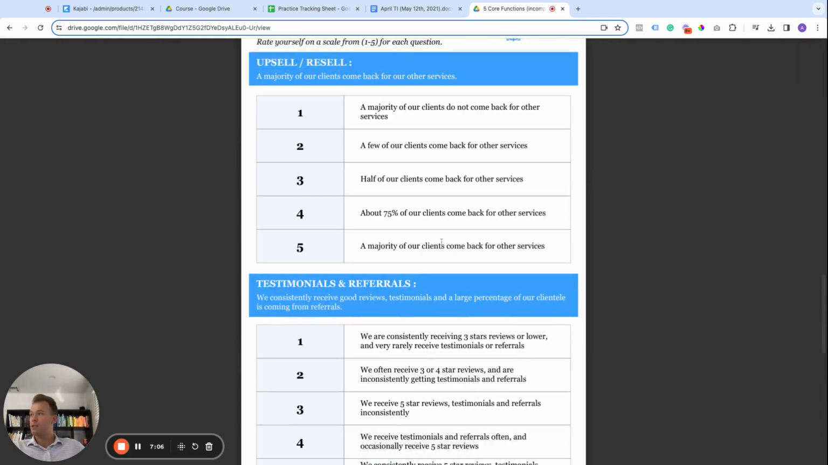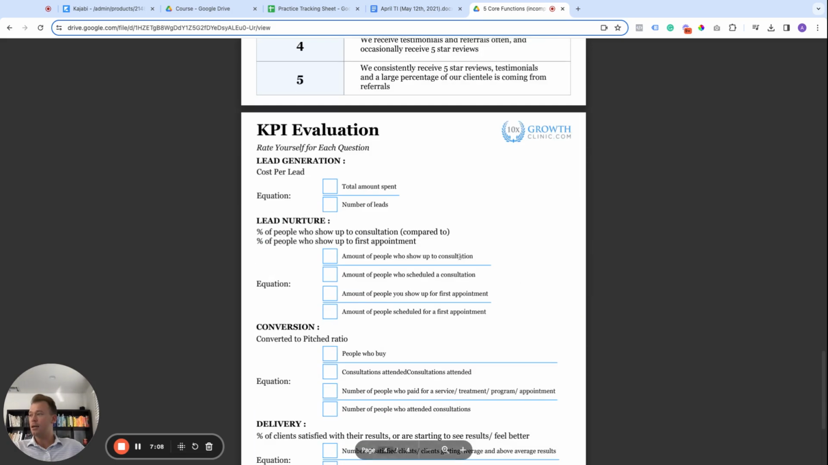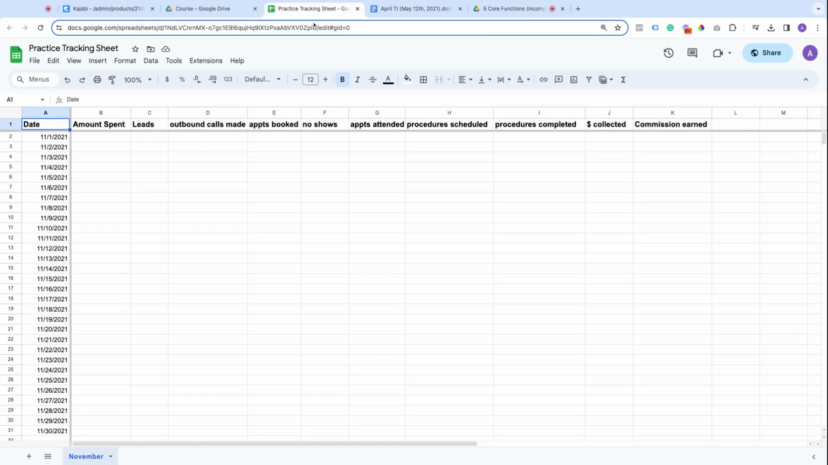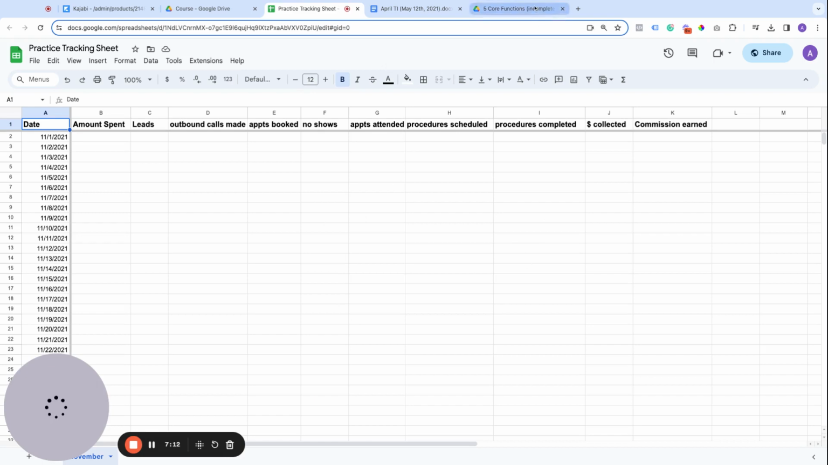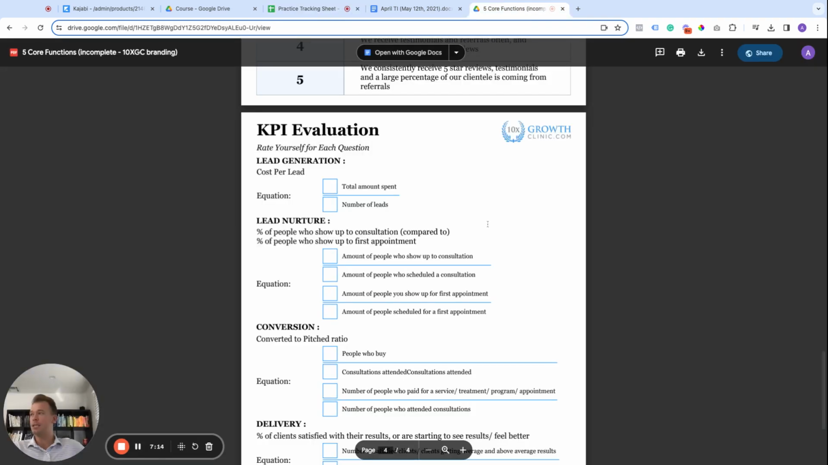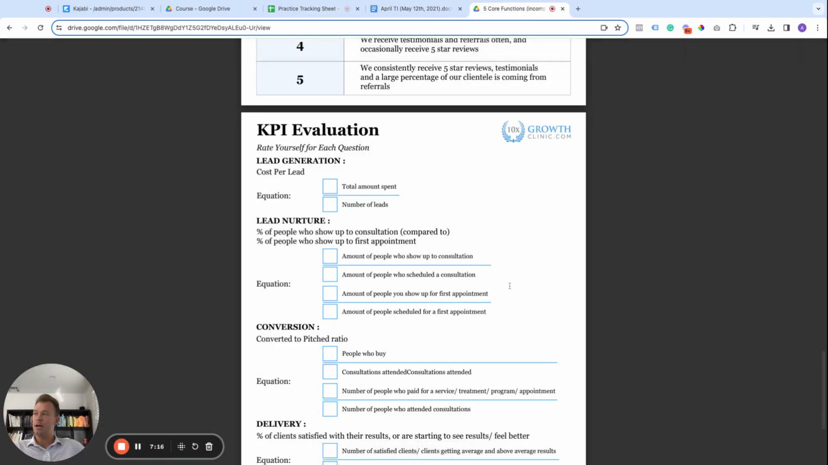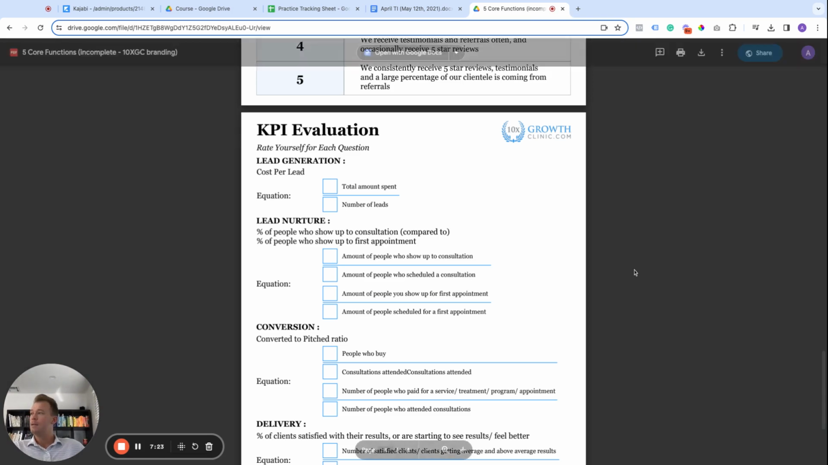So to get a lot of these KPIs here, you'll have to use the practice tracking sheet, and you'll have to be comfortable using High Level to get the data that you need, which you should be able to do using the reporting training in the Go High Level Training module.